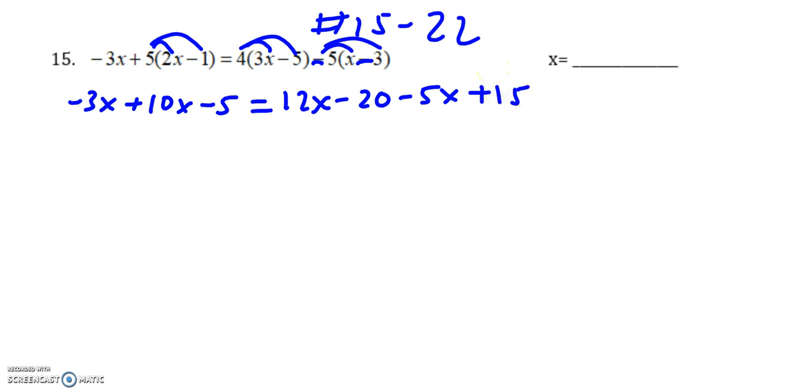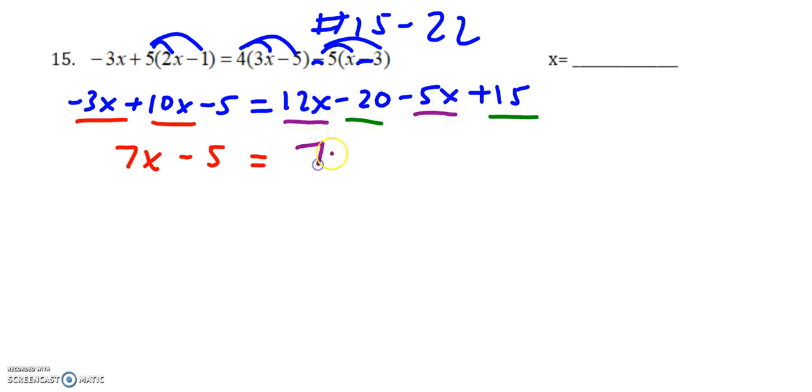I don't know about you, but this problem looks a little bit too messy right now to move any variables yet. So what I'd like to do is combine like terms. So negative 3 plus 10 on one side is a positive 7x minus 5 equals, on the other side, the 12x and the negative 5x can be combined, as well as the negative 20 and the positive 15. So on the right side, 12x combined with a negative 5x is a positive 7x. A negative 20 combined with a positive 15 is a negative 5. So I have 7x minus 5 equals another 7x minus 5.